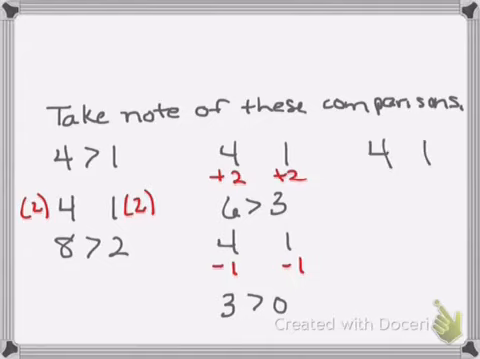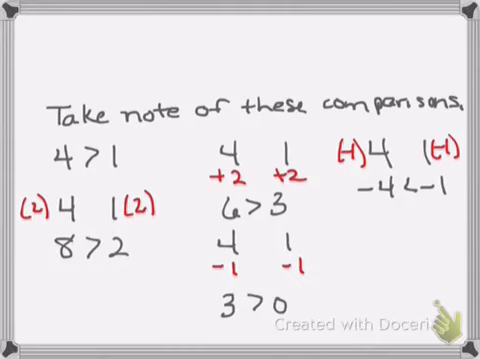What happens when we take 4 and 1 and multiply by negative 1? The result is negative 4 and negative 1. And now here's the difference. Negative 4 is not greater than negative 1. I cannot use the same symbol to compare. I now, to make a correct statement, have to make it less than.